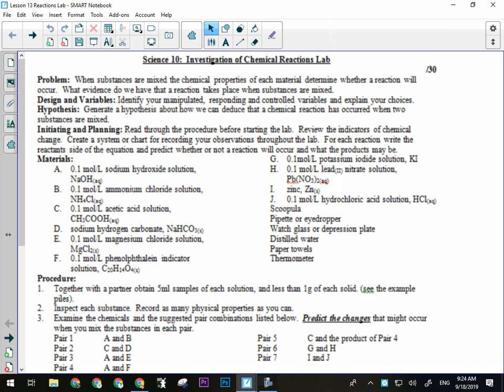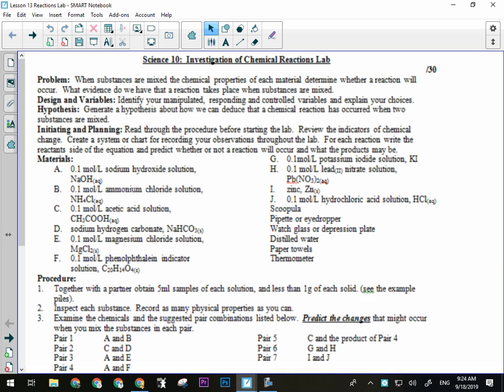Okay, so the lab we're going to be doing tomorrow is on chemical reactions. So it'll be involving chemical changes, chemical properties, what happens in a chemical reaction, all of that kind of stuff. Right? So the problem here is when substances are mixed, the chemical properties of each material determine whether a reaction will occur. Okay, because reactions are determined not by physical properties, but by chemical properties. Signs of a reaction are because of physical properties. Okay? After a reaction, I produce new materials with new physical properties.